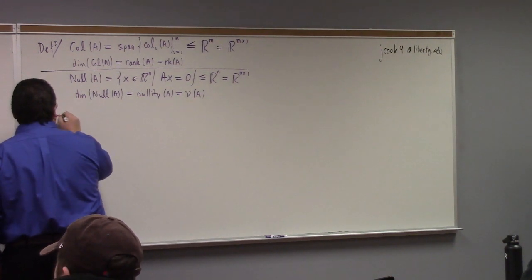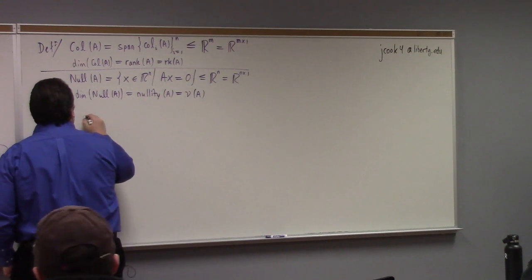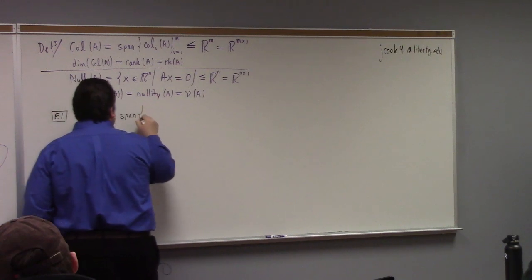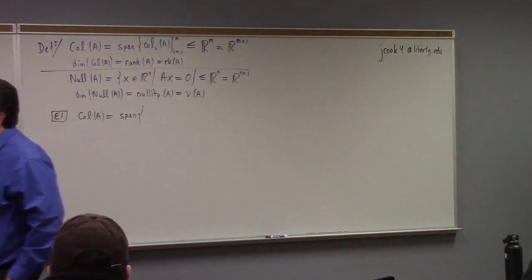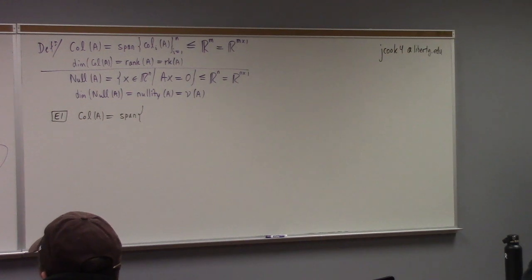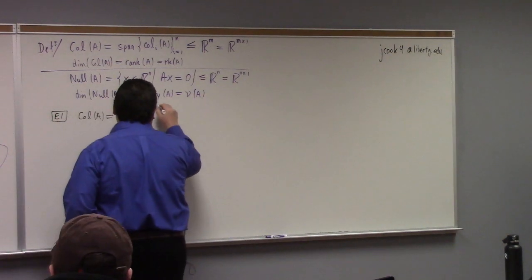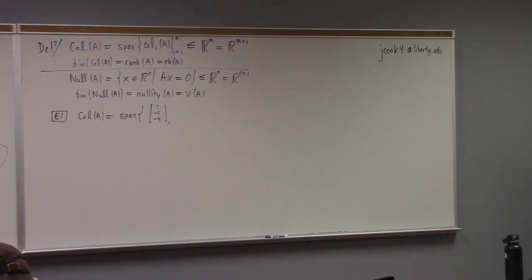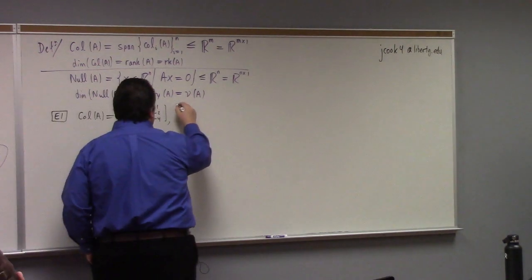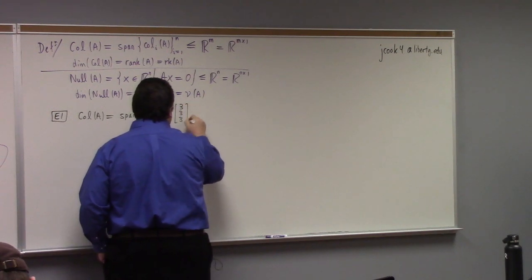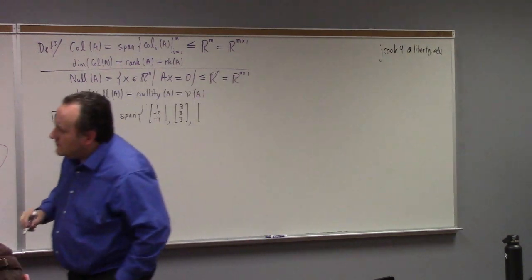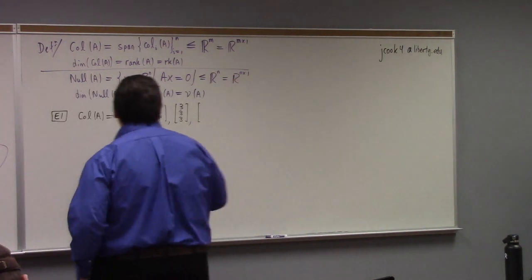So for example 1, without further calculation, I can tell you that the column space of A is the span of column 1, column 2, and column 6, which are respectively 1, minus 2, minus 4, and 3, 3, 3. And the 6th one, I did 1, 0, 0.